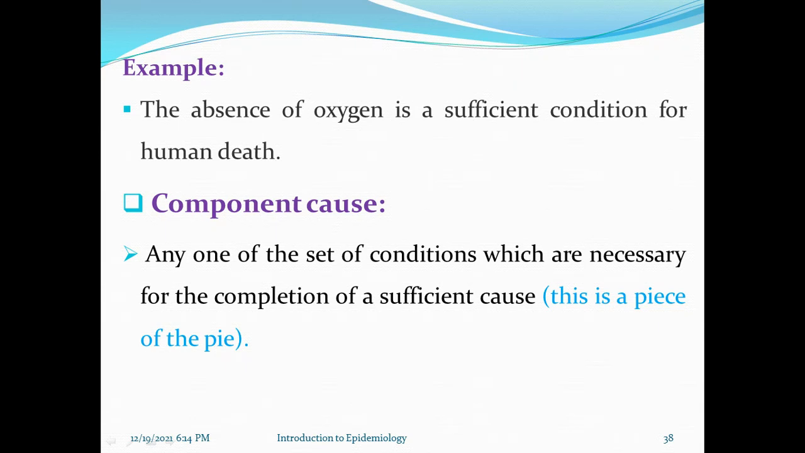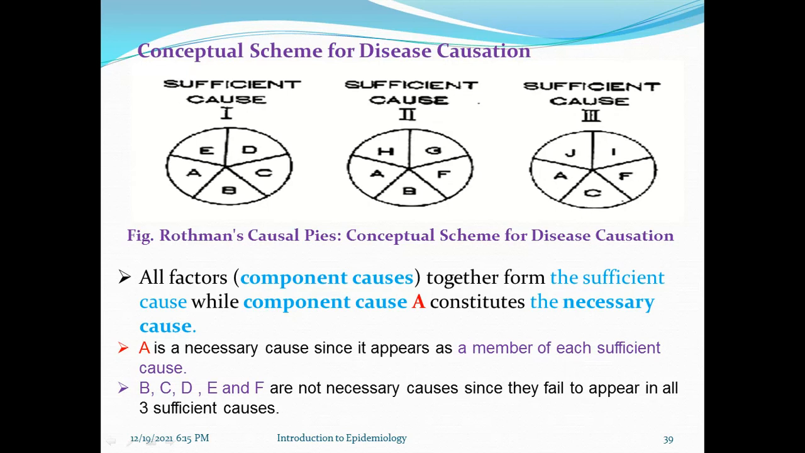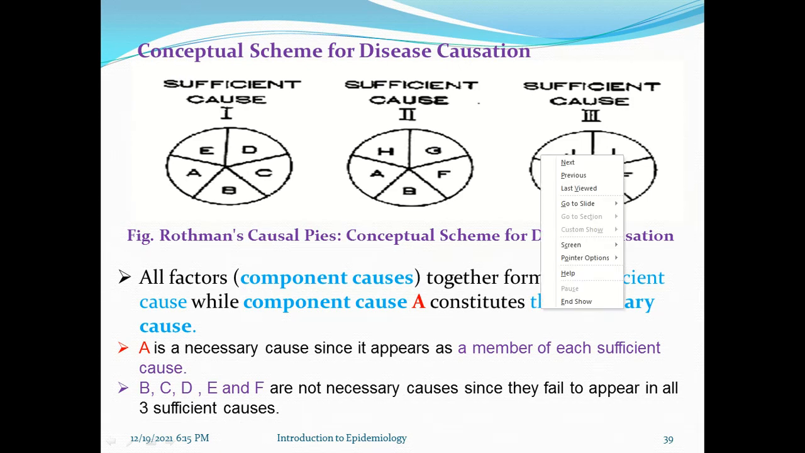The third cause is a component cause. Any one of the set of conditions which are necessary for the completion of a sufficient cause is called a component cause. This means this is a piece of the pie. The whole pie is sufficient cause, but the piece of the pie that forms the sufficient cause is the component cause. Let me show you in the picture. This is sufficient cause 1, this is sufficient cause 2, and this is sufficient cause 3.